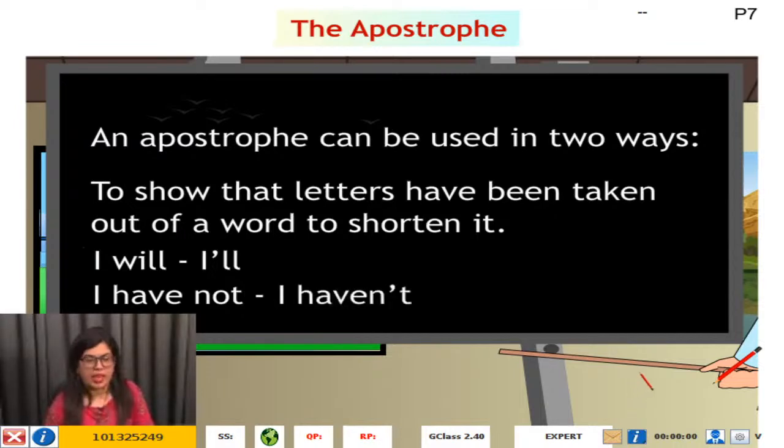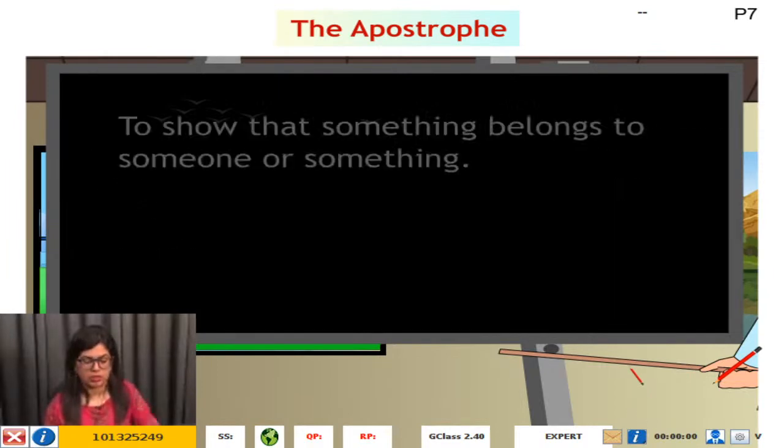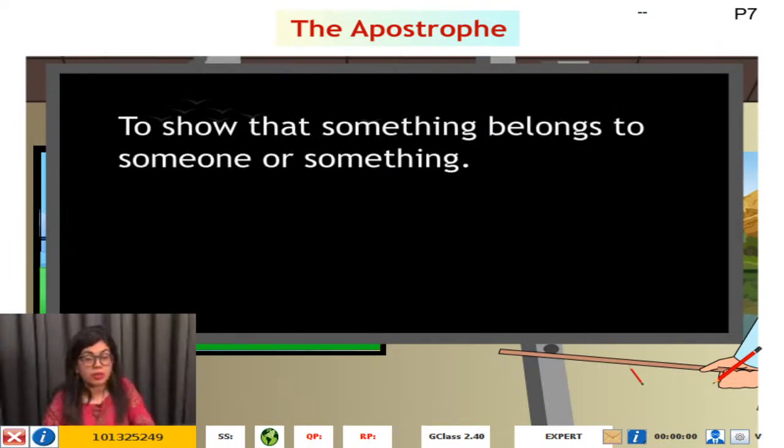I haven't. So we are taking out the letter O from not. To show that something belongs to someone or something, we use an apostrophe. The cat's tail. So whose tail are we talking about here? Yes, the cat's tail. So the tail belongs to the cat.